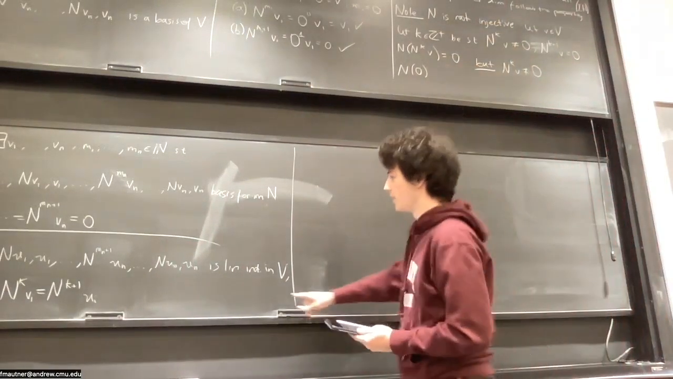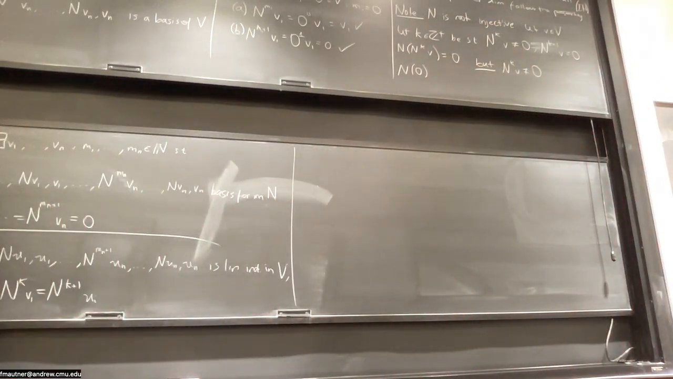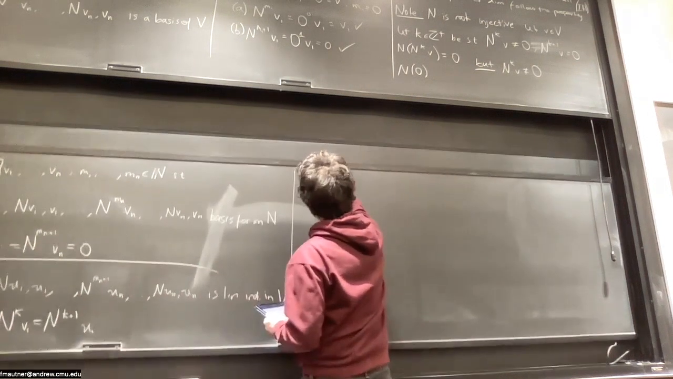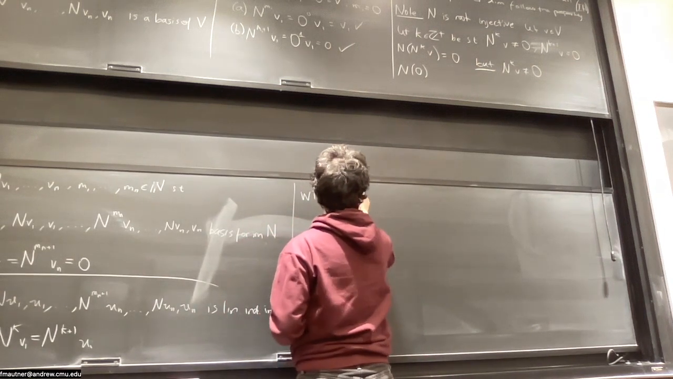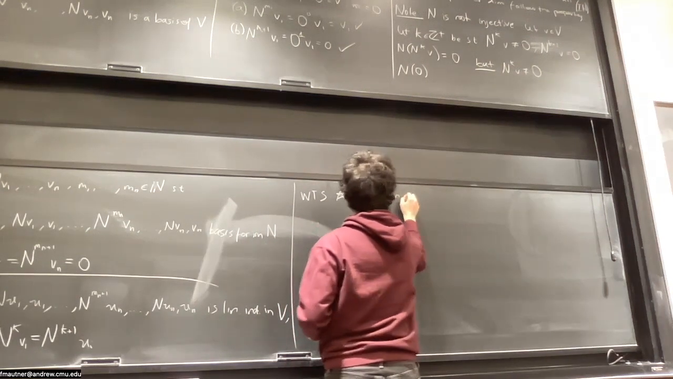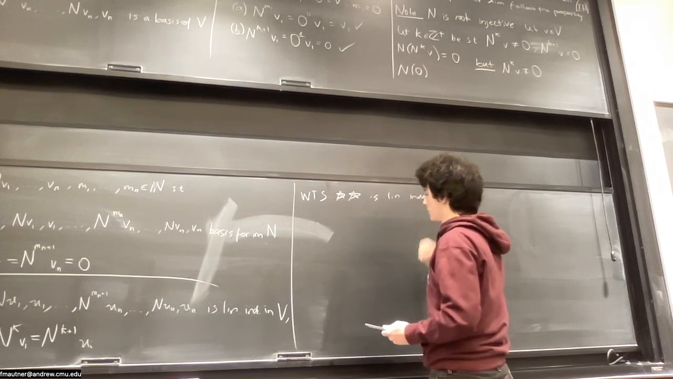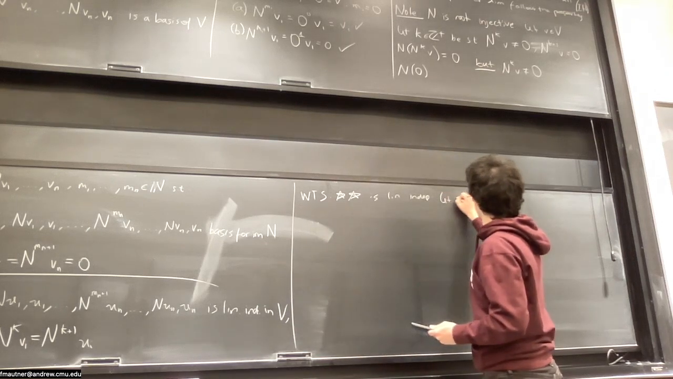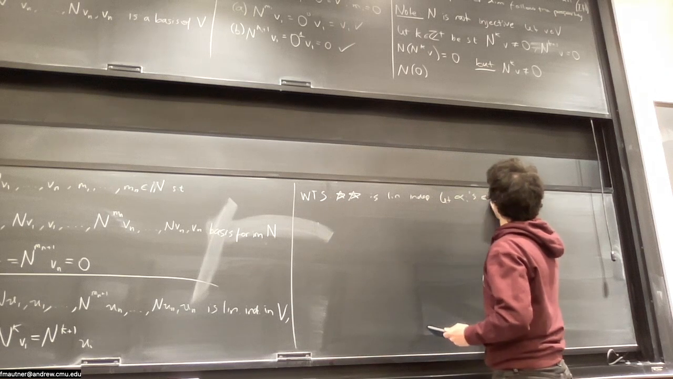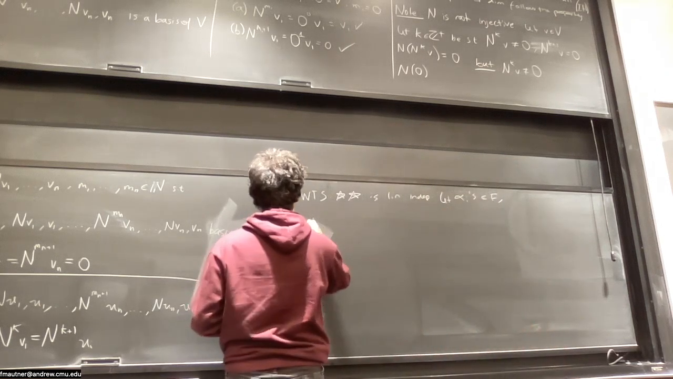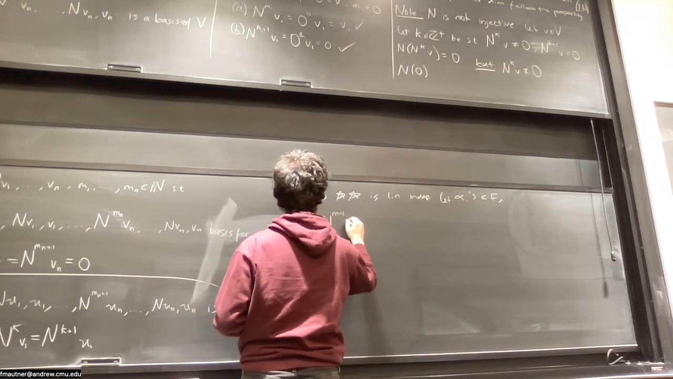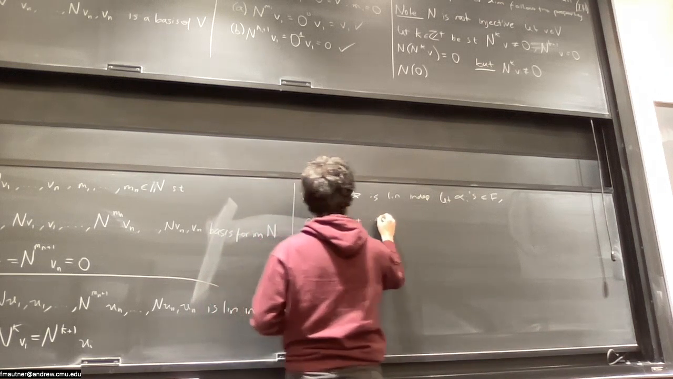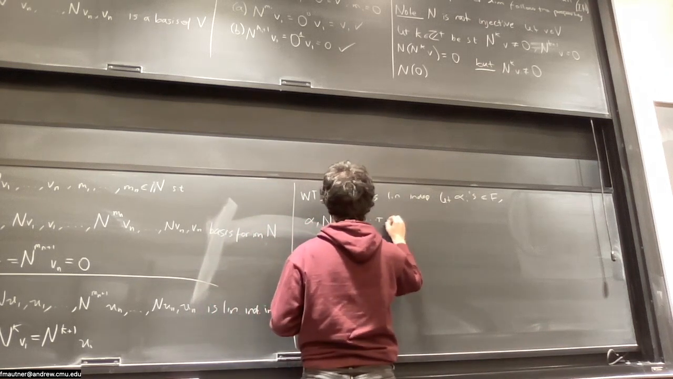So we want to show that this here, I'll call this maybe star star, is clearly independent. So we let alpha sub i in F, and we can write down maybe alpha 1 n to the n plus 1 u1, and we keep making our linear combination.